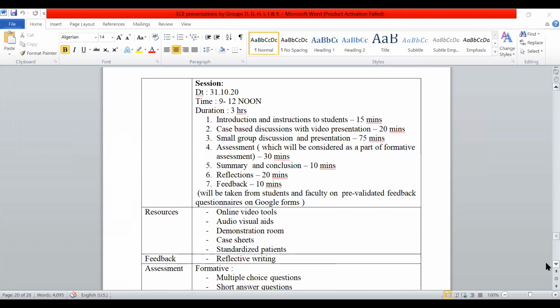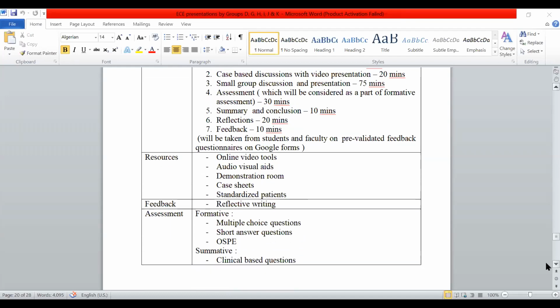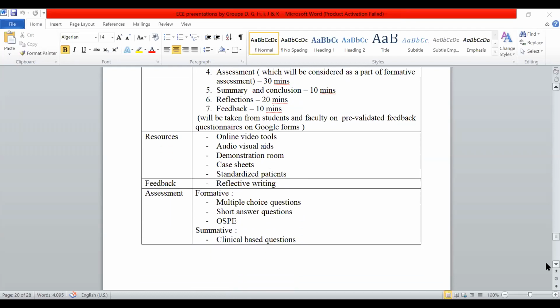Later, assessment is done, which can be considered a part of the formative assessment, for a period of 30 minutes. Then the summary and conclusion for 10 minutes, reflection writing for 20 minutes, and feedback for 10 minutes. The feedback is taken from both students and faculty on a pre-validated feedback questionnaire in Google Forms. The resources needed are online video tools, audio-visual aids, demonstration rooms, different case sheets, and, if available, standardized patients.